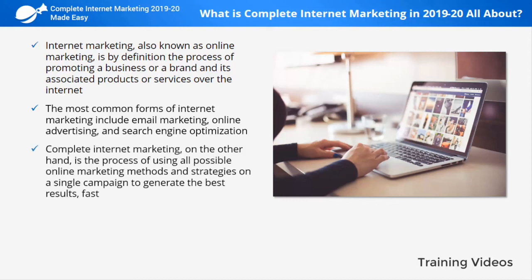Complete internet marketing, on the other hand, is the process of using all possible online marketing methods and strategies on a single campaign to generate the best results, fast. Complete internet marketing allows you to get the most out of online marketing technology because it mixes the best of traditional internet marketing strategies with proven modern methods, such as social media marketing.